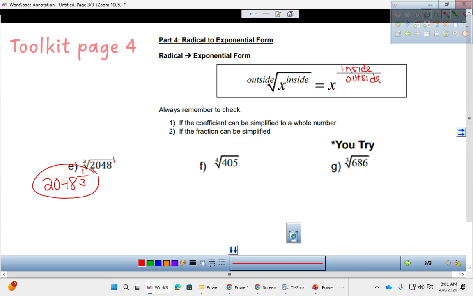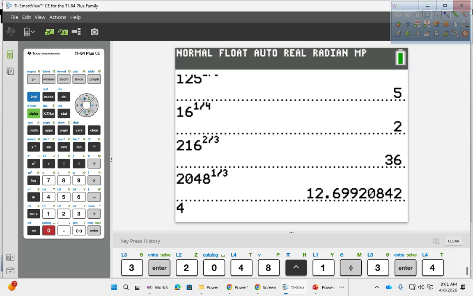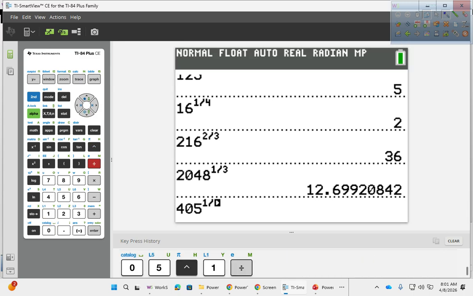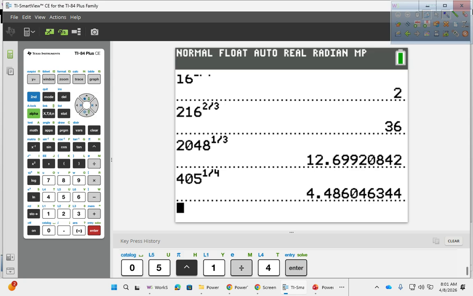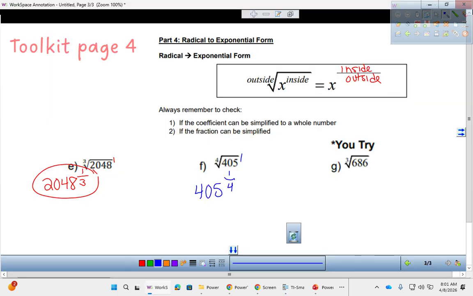All right, so let's look at this next one. There's no exponent on it, so I put a 1. So I'm doing 405 to the power of 1/4. And if I type that in my calculator, since I don't get a whole number, I'm just leaving it as is.